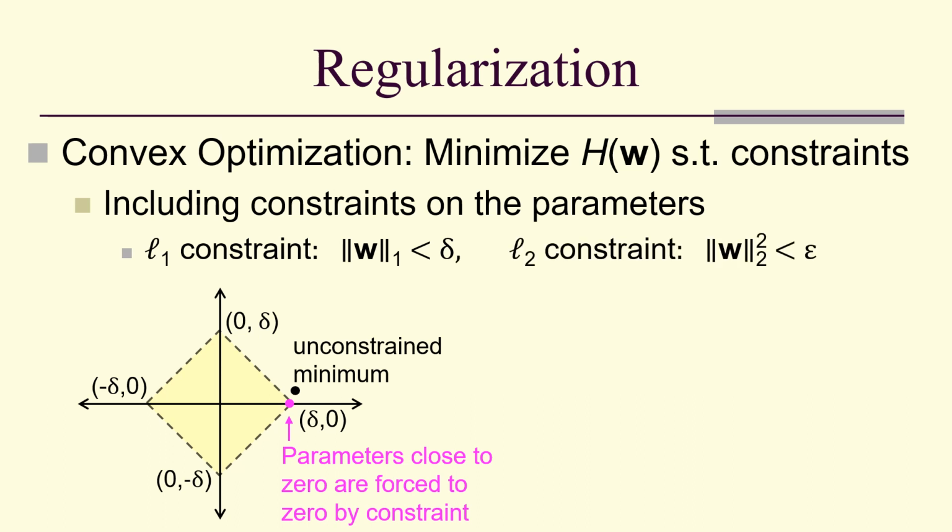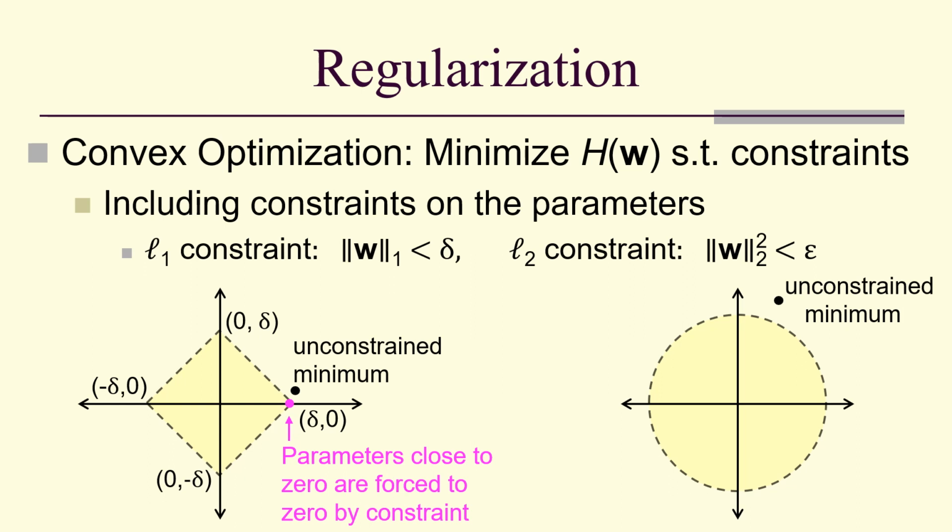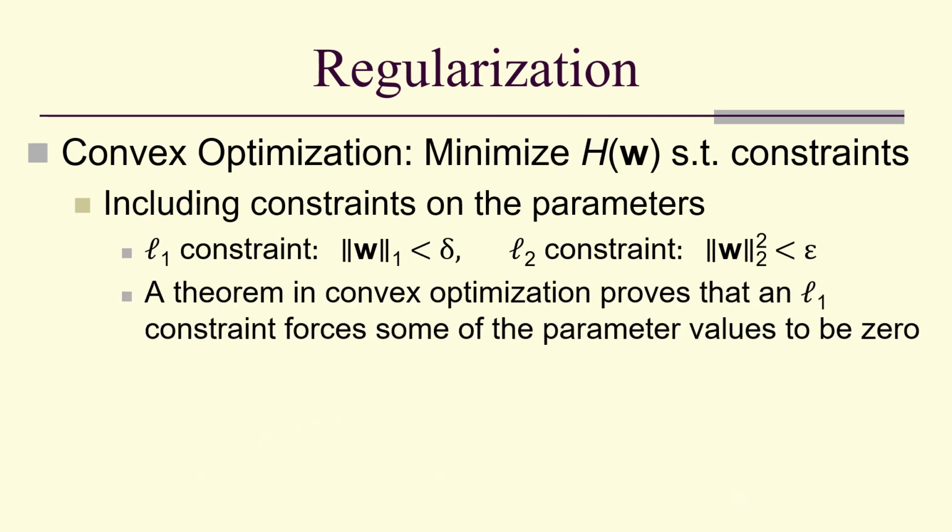We also have L2 constraints. So these are usually just traditional ball type constraints, which means that our final solution is inside the region and it's closest to whatever the unconstrained minimum is, or where it occurs. Now, a theorem in convex optimization proves that an L1 constraint forces some of the parameter values to be zero.